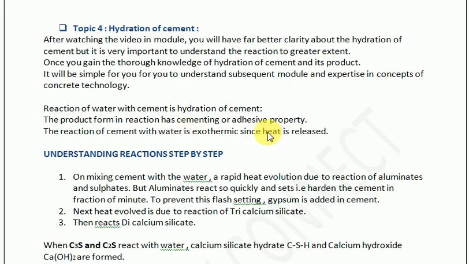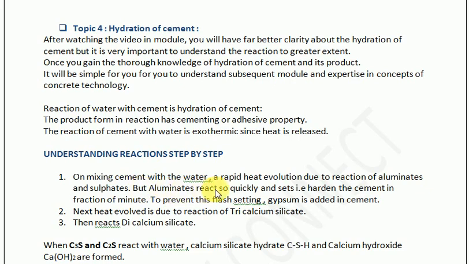Now let us try to break this concept into parts and understand it in depth. The first thing is the addition of water to cement. As soon as water is added to the cement, a rapid heat evolution takes place due to the reaction of aluminates and sulfates. So when we add water to cement, there is an immediate reaction between the aluminate and sulfate.